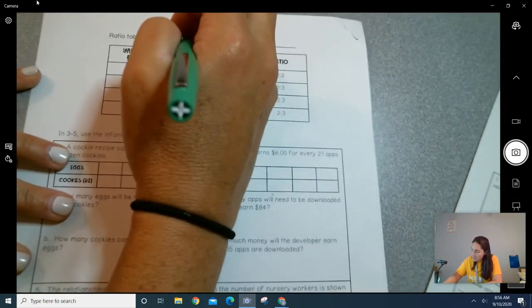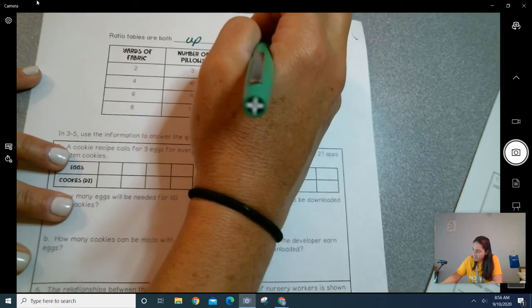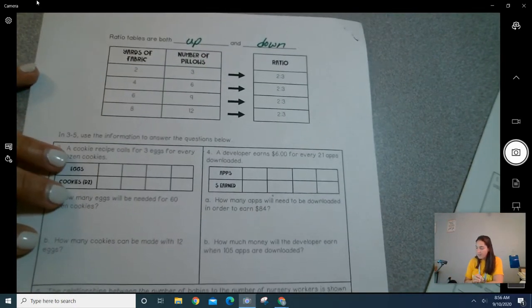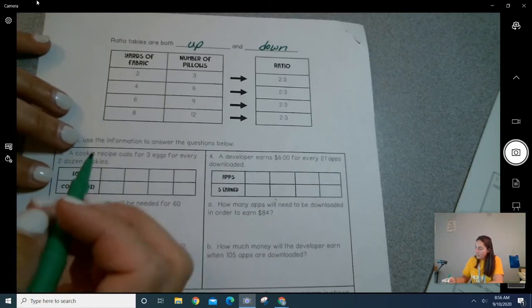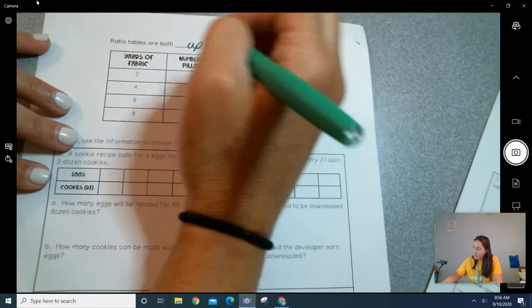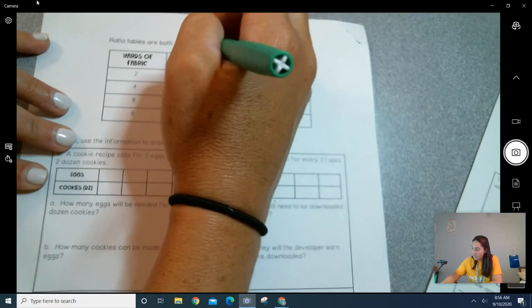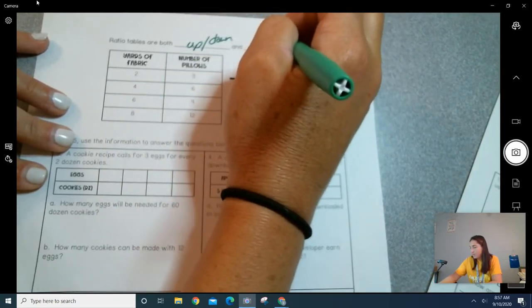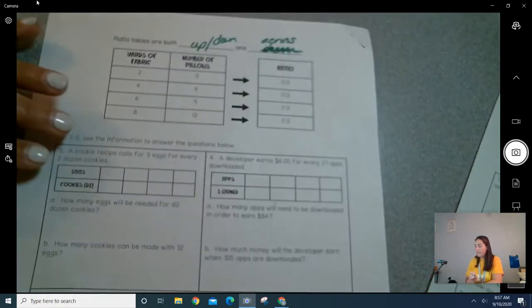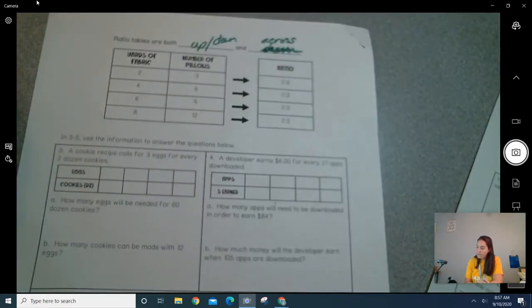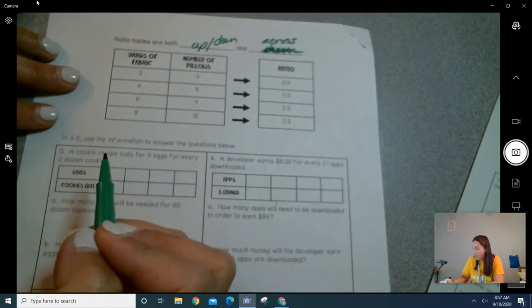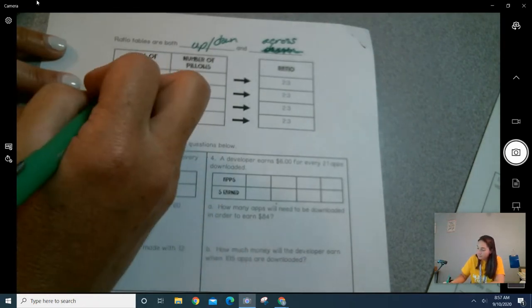All right, at the top, ratio tables are, this is kind of a review, things I've just discussed. Ratios can go up and down, or they can go across. And again, I'm just going to explain what we've already done, okay? Up and down.